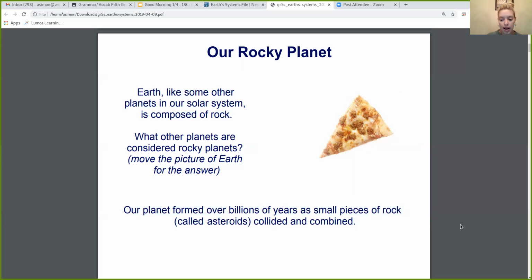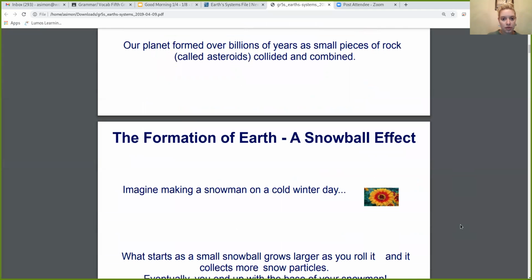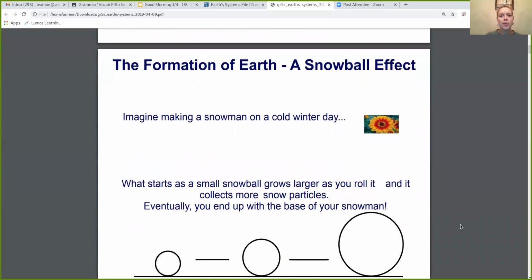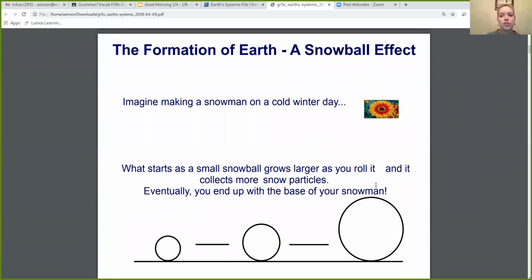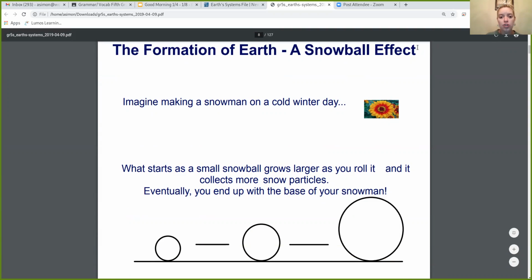All right, moving right along. So how did this happen? We call this something we call the snowball effect. If you think of this like a snowball, maybe many of you played in the snow the other day because it snowed. It's kind of like that.